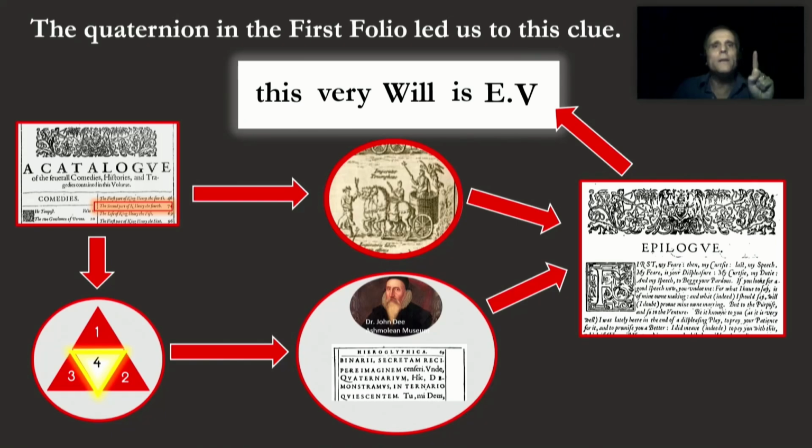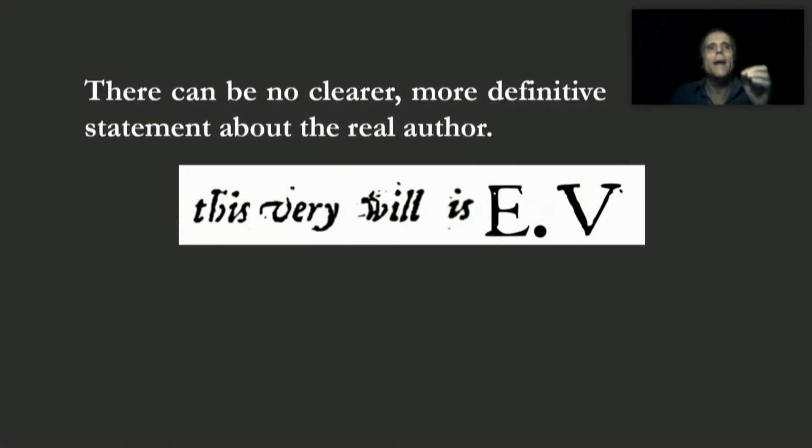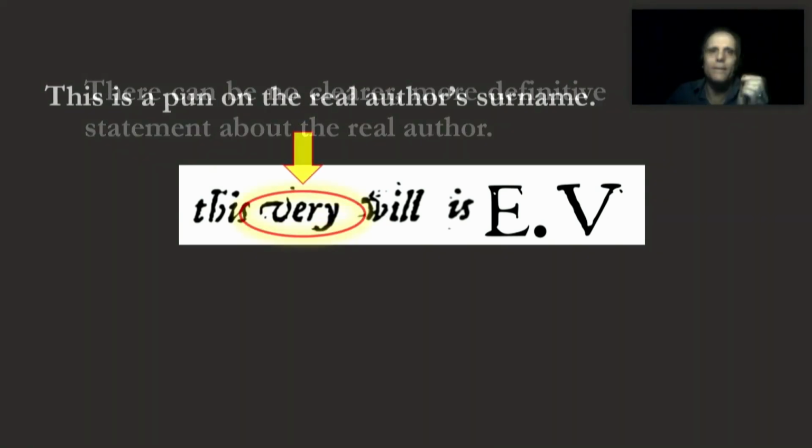That in turn leads to theorem 20 in Dee's Monas Hieroglyphica via the wrong page number for Henry V. Those allusions, in turn, lead us to the most logical place for another clue, the epilogue to the second part of Henry IV. In my opinion, there can be no clearer, more definitive statement about the real author than this. It is located within the document of the Shakespearean canon, and there is no more authoritative document than that.